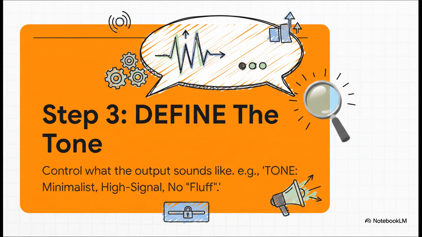Step 3 is all about the voice. How do you want the output to actually sound? With the tone command, you can be super direct. An instruction like tone, minimalist, high signal, no fluff is amazing. It just cuts out all that friendly, fluffy chatter and gets right to the point.